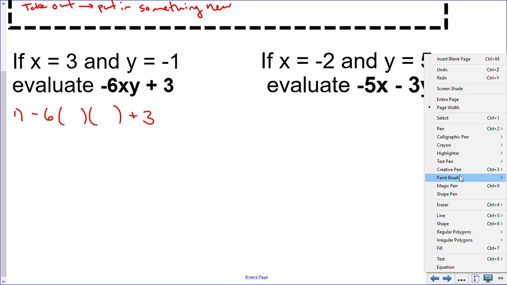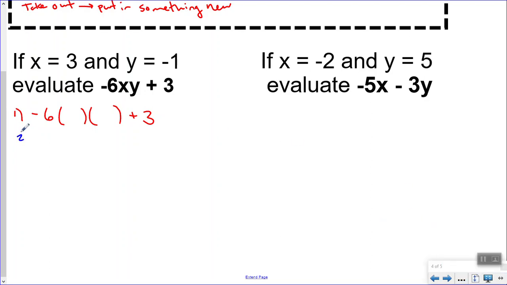My second step is to go ahead and use my replacement values based on what I'm told. So x equals 3. That means wherever x was, I'm going to put a 3. So x was the first space here, so 3 goes here. Y equals negative 1. So wherever y was, I'm going to take y out and put in negative 1.